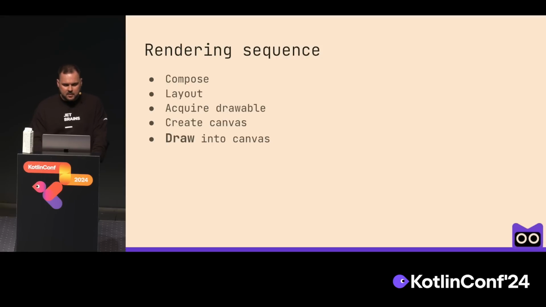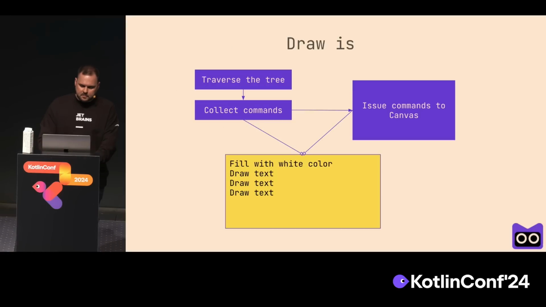Let's have a look again at this draw operation. As you can remember, the draw is traversing the tree, collecting the commands, and issuing commands to the canvas. The commands it issues are not the same as the ones that are collected, because the commands which are collected are like fill with white color, draw text, draw gradient, draw some picture in there.